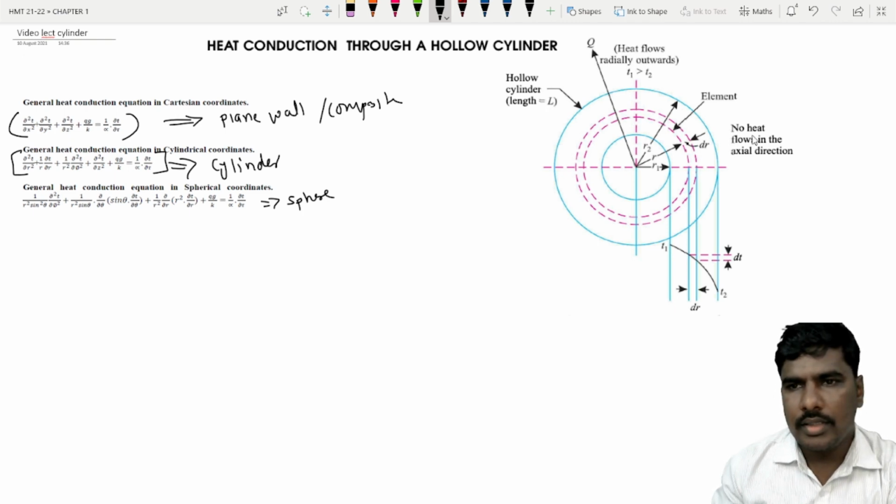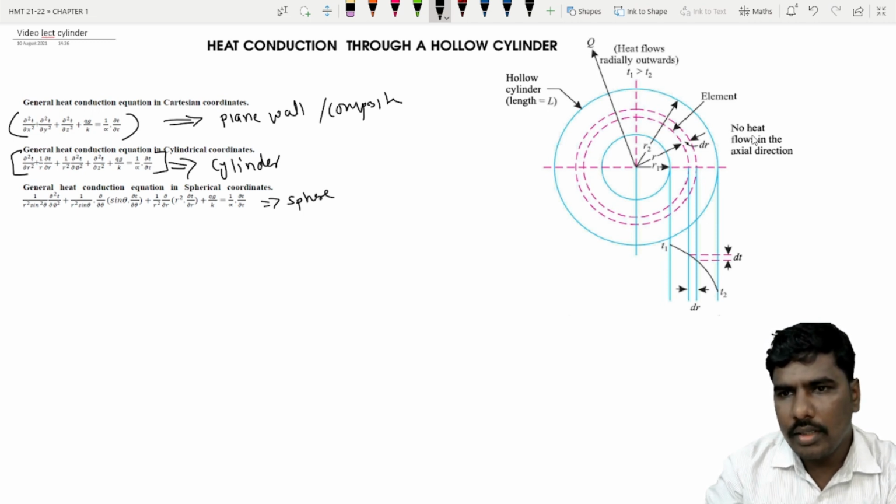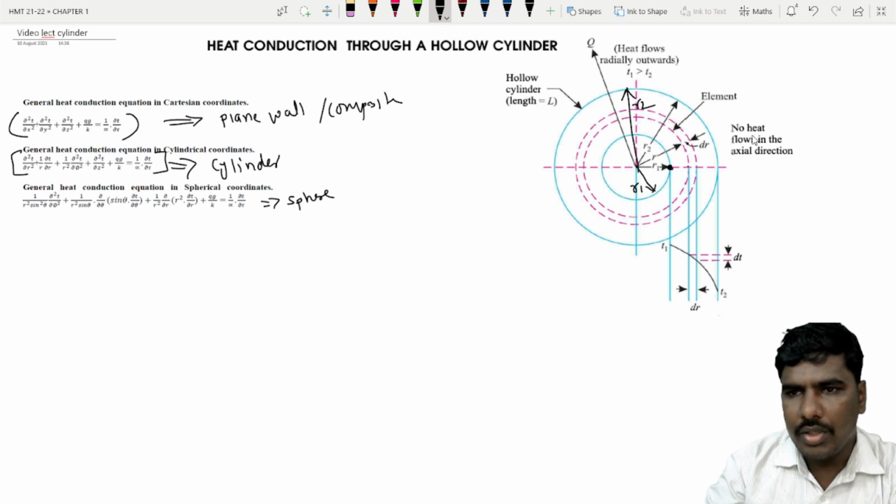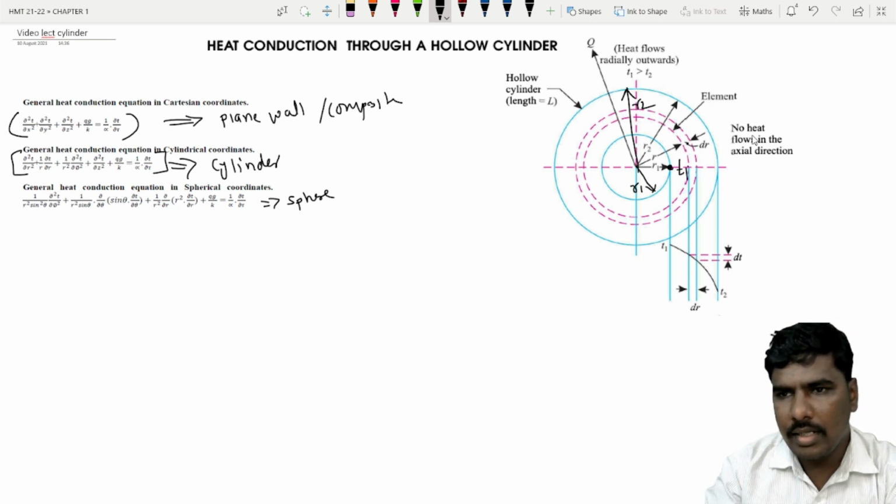Let's see in this figure a hollow cylinder, where R1 is the radius of the inner cylinder and R2 is the outer radius. Here T1 is the inside temperature and T2 is the outside temperature.